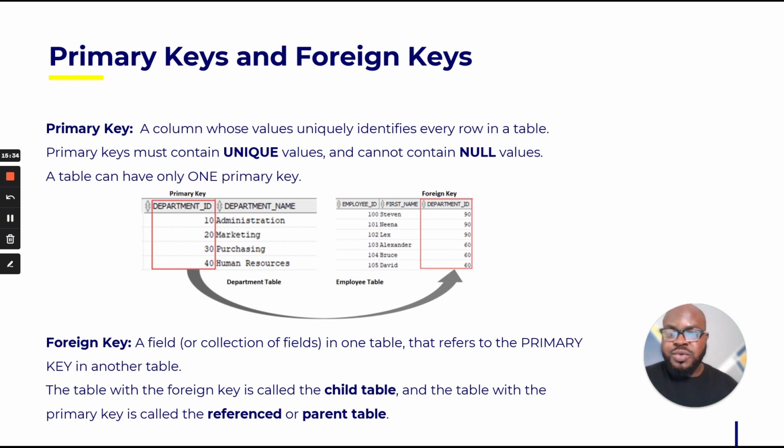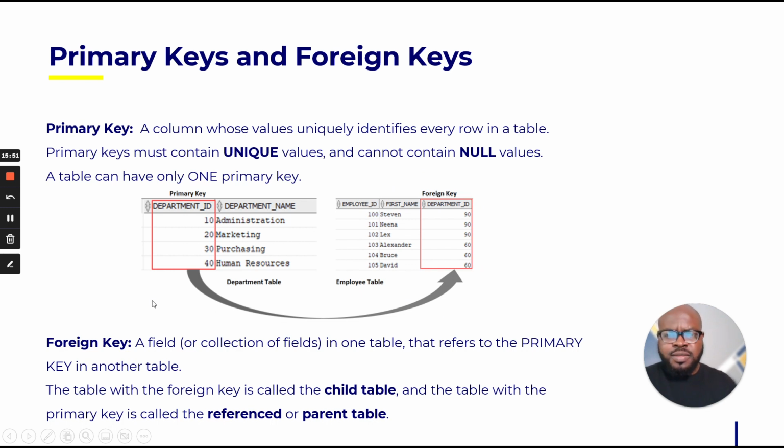So the table with the foreign key is always called the child table. The table B is always called the child table. So this is the child table. And then the table with the primary key is called the reference or the parent table. So in this case, this is the parent table, and in this case, this is the child table.